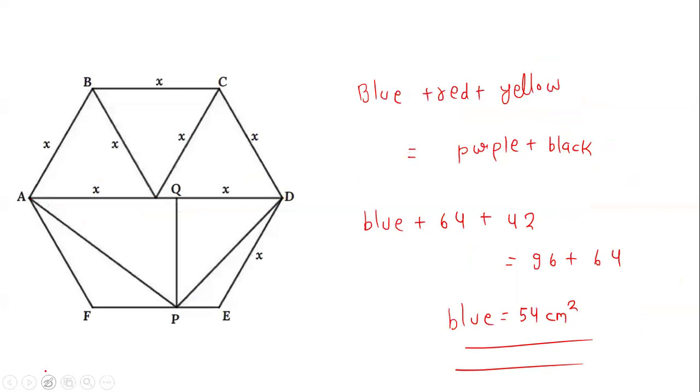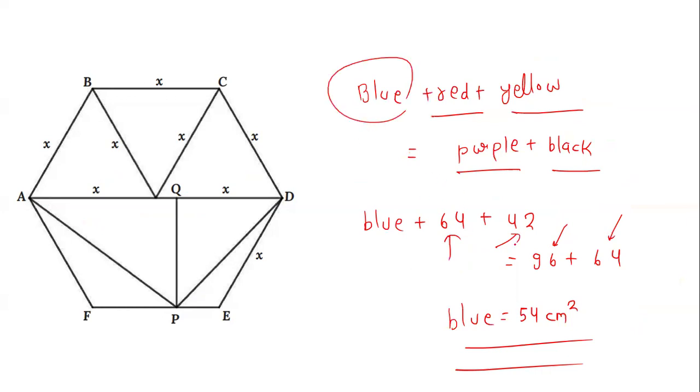So now we have the purple area and the black area. The purple area is 96, black area is 64. The red area is given in the problem as 64 and the yellow area is given as 42. So we can find out this blue area. After simplifying, it will come to 54 centimeter square. So in this way, we can calculate this.